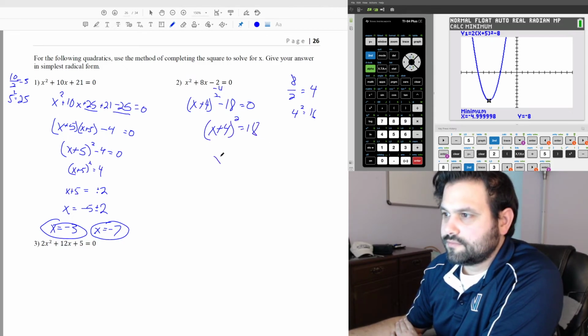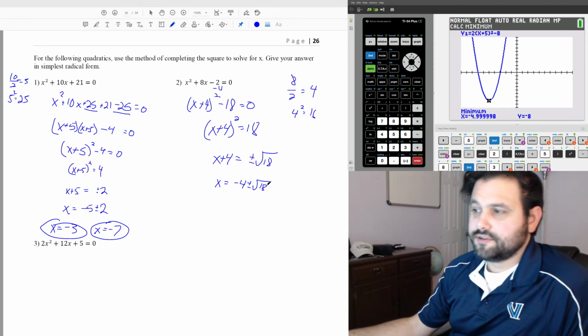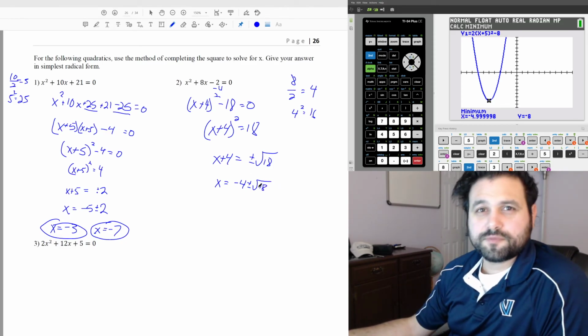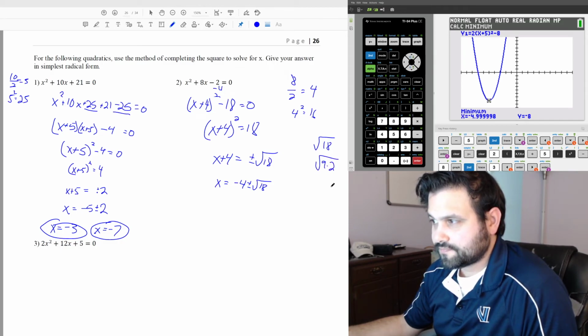Take the square root. And subtract 4. Now the square root of 18 can be simplified, right? We can do that little trick where we say what's the largest perfect square that goes into 18, right? I'll do this as part of my side work as well. 18 can be rewritten as 9 times 2. And so that's the square root of 9 and the square root of 2. So 3 square root 2.